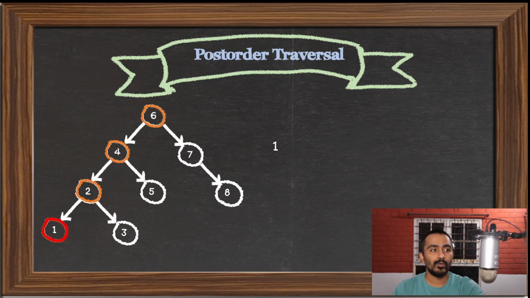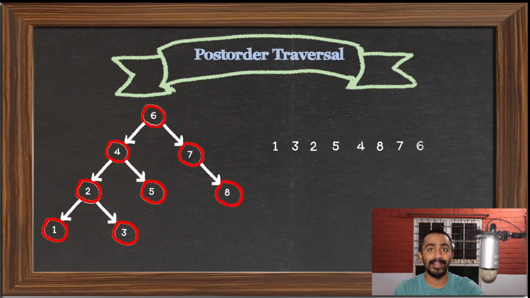Then we come back up to node 2 and move to its right child now, which is node 3. This is also a leaf node, so we process it and come back to its parent node, node 2. Now, since both left and right child of node 2 are already processed, we process node 2. Then we move back to its parent node, which is node 4, and then to the right child of node 4, which is node 5. Again, the same processing follows, and this is the way we process the entire tree in postorder traversal.